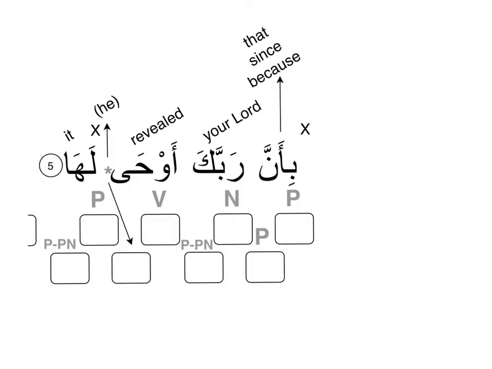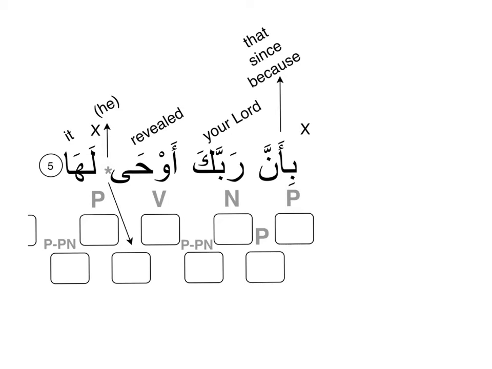Okay, so this is verse number 5, which is bi-anna rabbaka awha laha. This is the second recording I'm doing, because I just noticed that when I do 4 verses in one screen, it looks so crammed. So I'm recording again to make just one verse a screen. Alright, so let's do this. Okay, so remember we did the core identification for the verse.